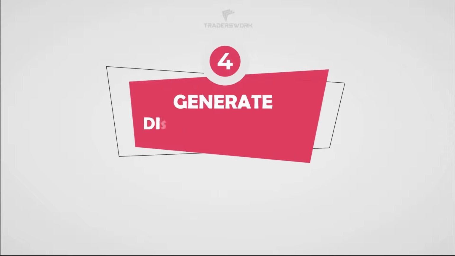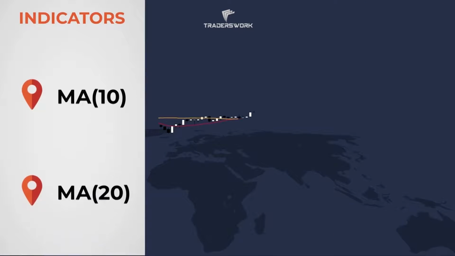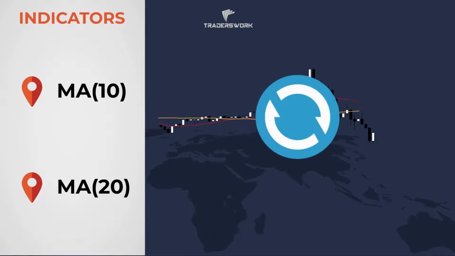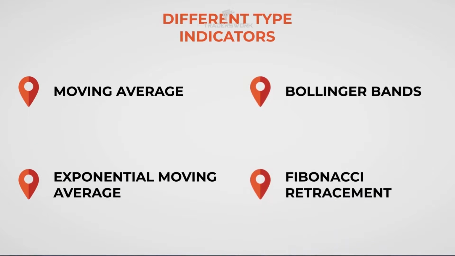4. Always choose indicators which will generate different signals. Using indicators of the same type often leads to repeating the same signals. That can cause a trader to wrongly identify the strength of the signal. The best decision is to have indicators of different types in your trading system.